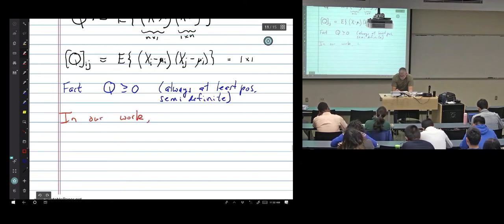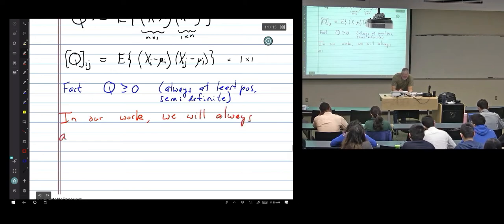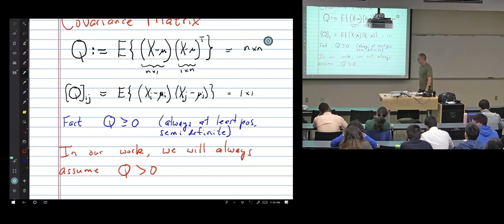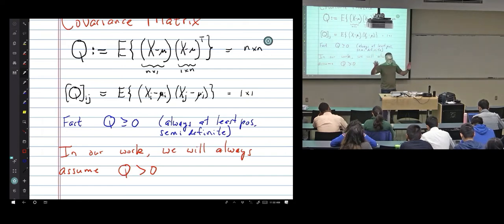In our work, we will always assume Q is positive definite. And why we need that is unclear for the moment, but it will arise in a little bit. Okay?